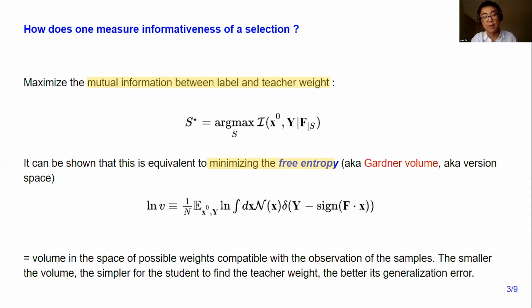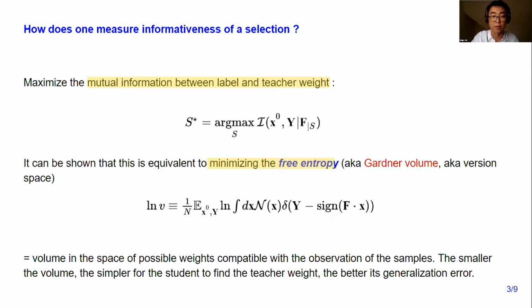And so before we start, maybe you've been wondering what I mean exactly by information. I actually mean the mutual information between the label and the teacher weight x0. So basically you want to choose the subset s star that maximizes the amount of information encoded about x0 in the label for this particular subset. So that if I give you this label plus or minus one for all the vectors in that subset, you have the maximally good idea about what the x0 actually used to generate those labels.